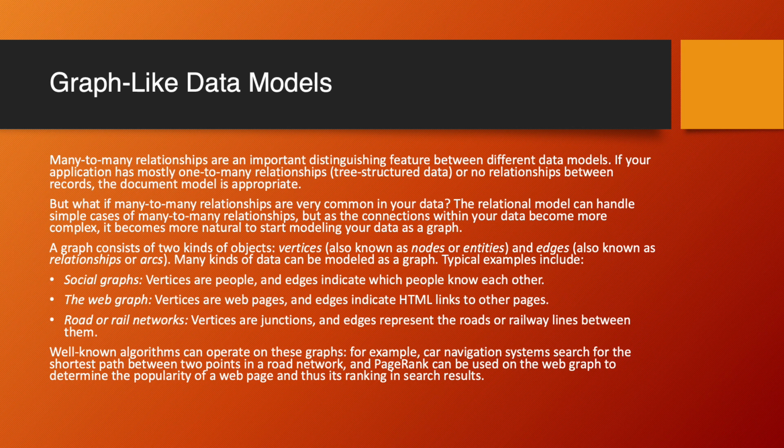Typical examples include the social graph, where vertices are people, and edges indicate the people know each other. The web graph, where vertices are web pages, and edges indicate HTML links to other pages. Rail or road networks, where vertices are junctions, and edges represent road or railway lines between them. Well-known algorithms can operate on these graphs. For example, car navigation systems search for the shortest path between two points in a road network, or PageRank can be used on the web graph to determine the popularity of a web page and thus its ranking in the search results.